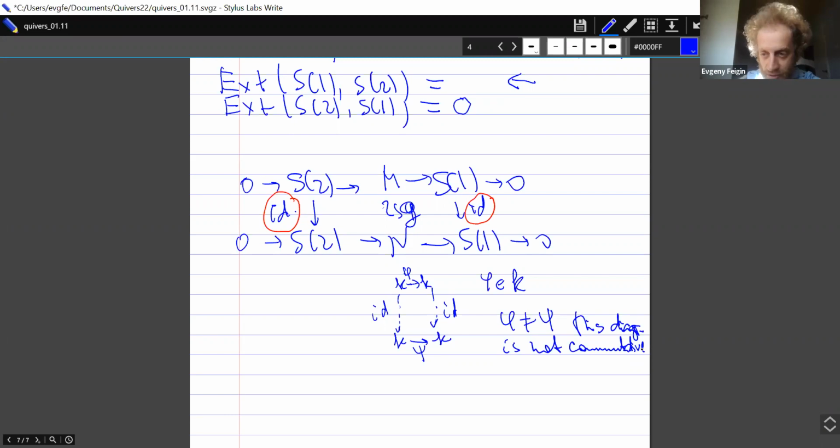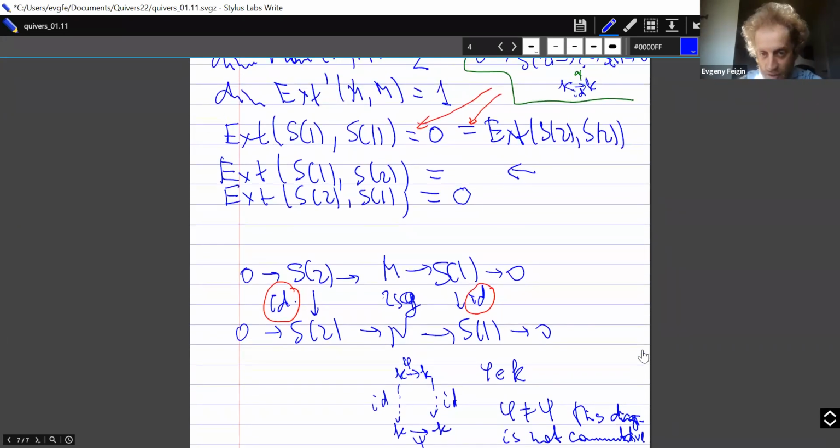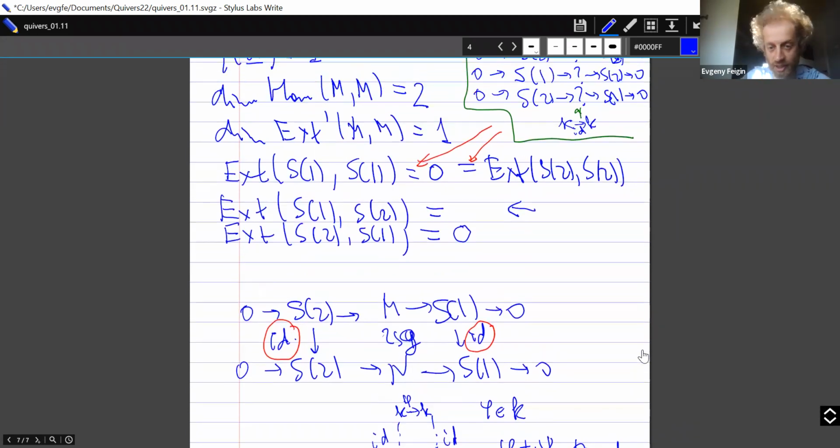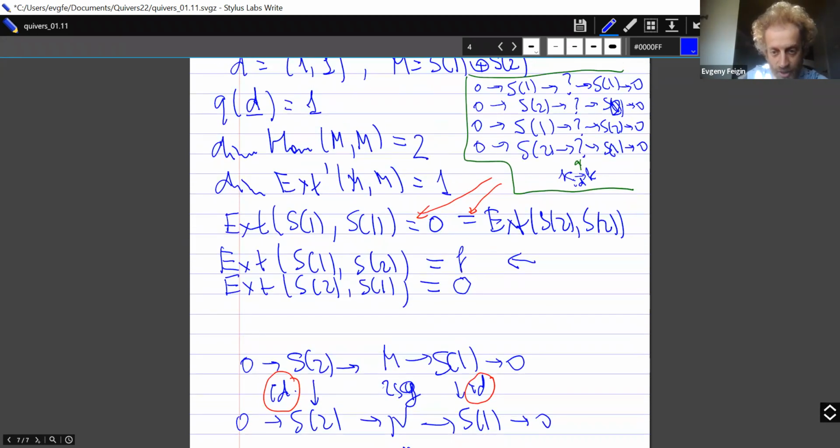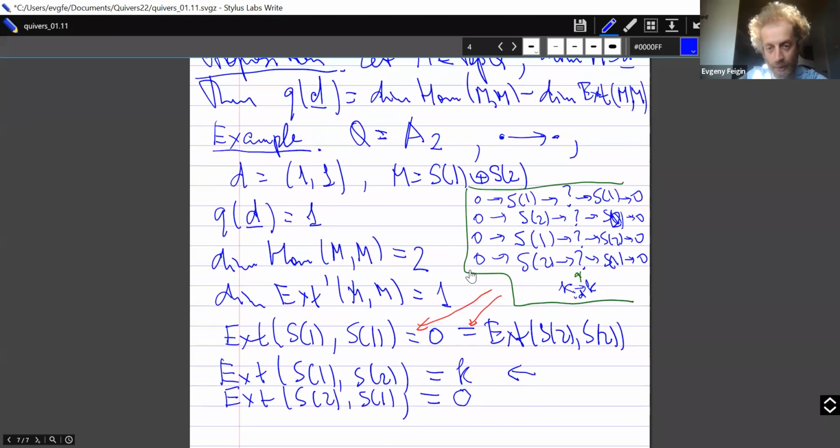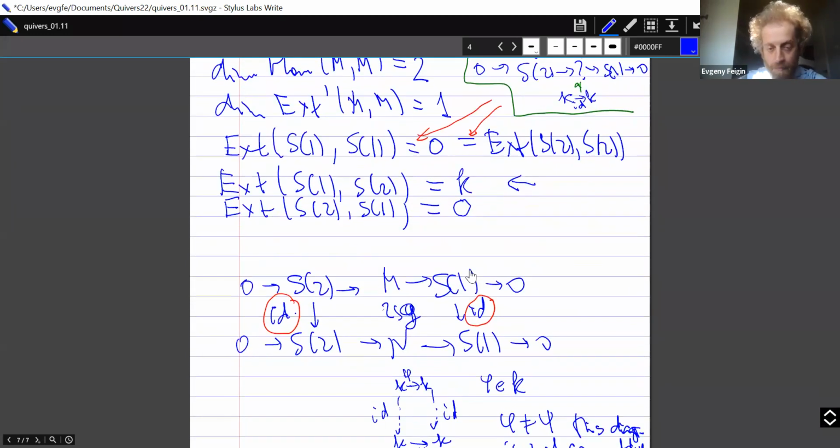Does this make sense? Yeah. So this means that this is just determined by a single parameter phi, and the parameter matters, and the Ext group is just our K. So if we were working over integers, this would be Z, but it doesn't matter. So some questions?